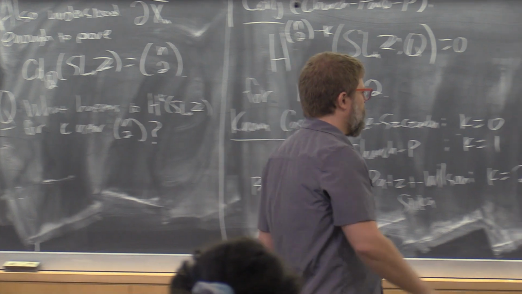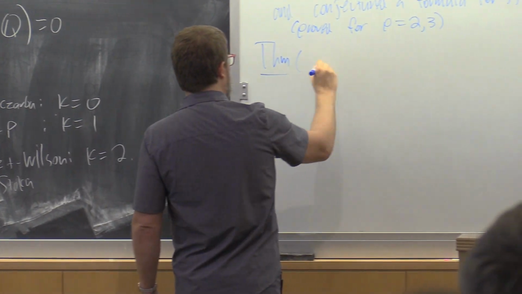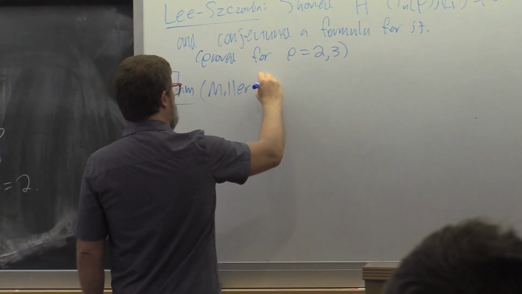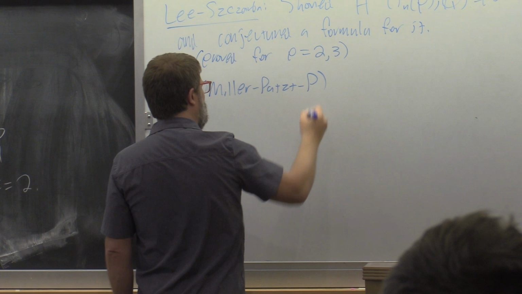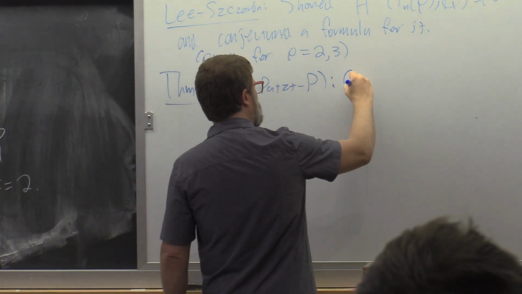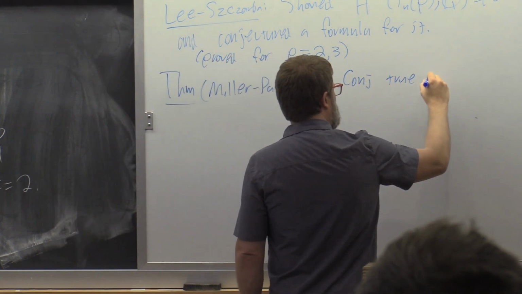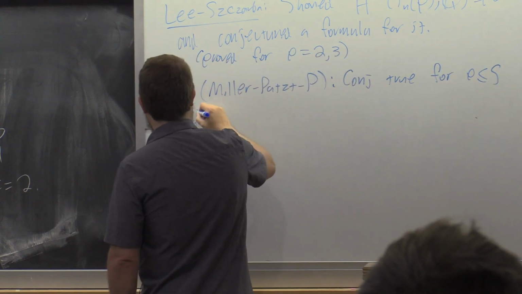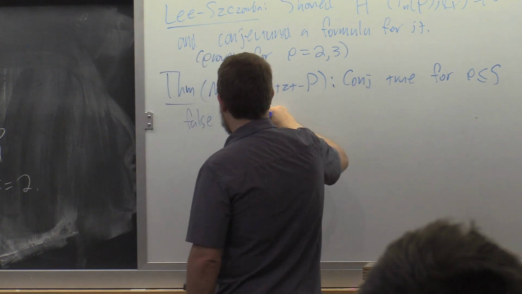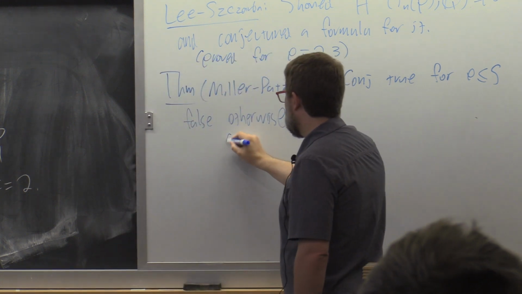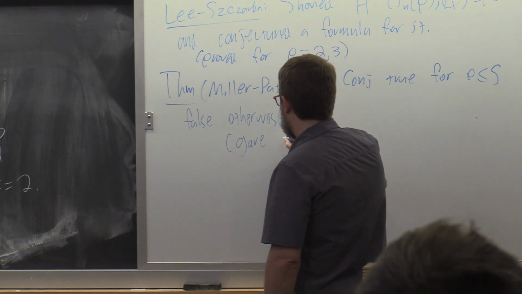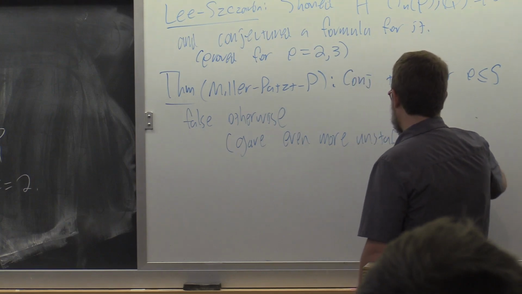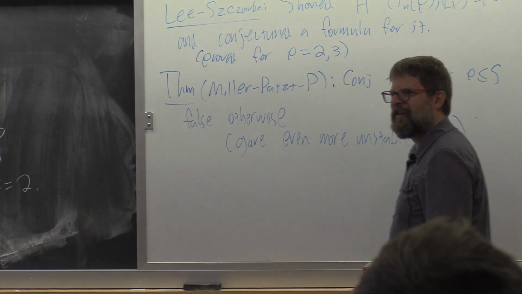In this theorem, this is due to Putman and myself, we show that this conjecture is true for p less than or equal to 5, and it's false otherwise. And in fact, we gave even more unstable cohomology. We gave an enormous amount of unstable cohomology.